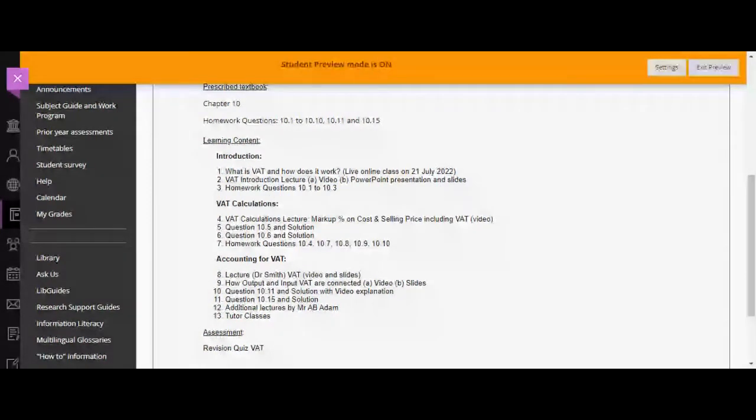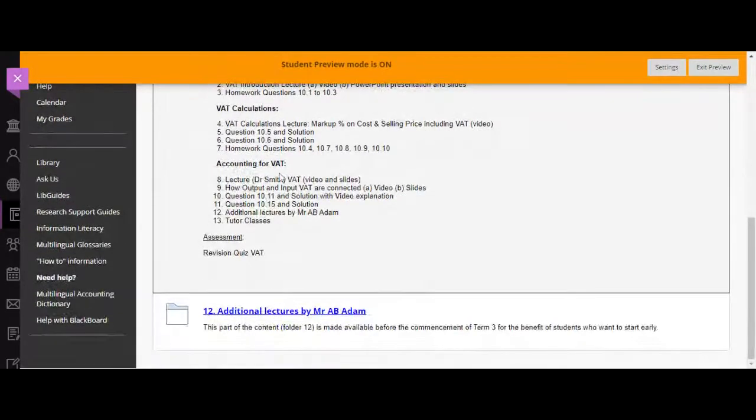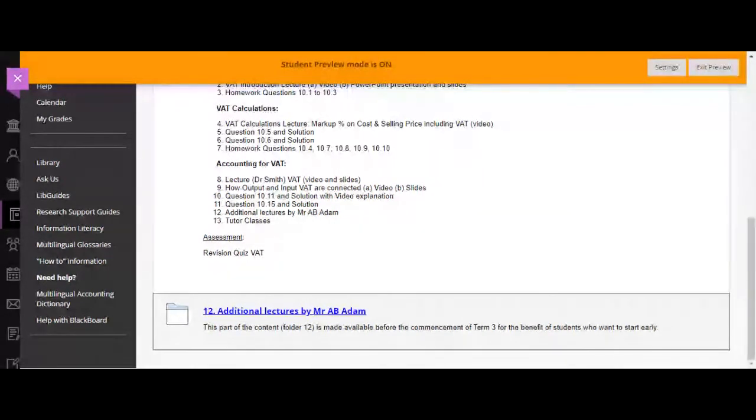So what we've already made available 2 weeks ago, just for those students who are very eager to get an early start, I hope you picked that up. We've already made chapter 12 of this folder available 2 weeks ago, even before the commencement of term 3. So this was made available for the benefit of students who want to start early. So you can already have a look there.